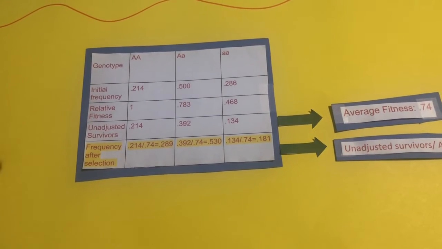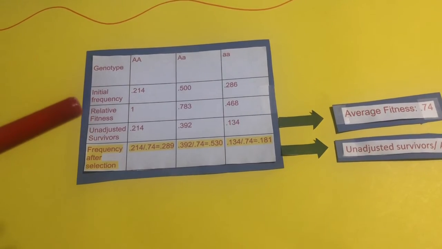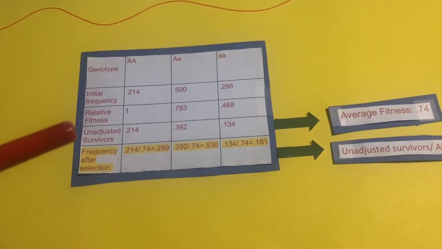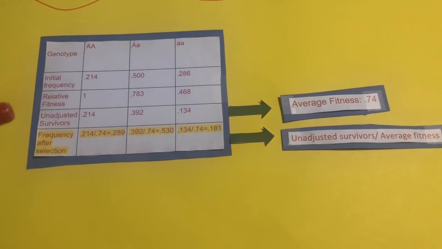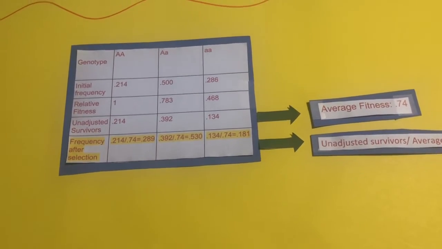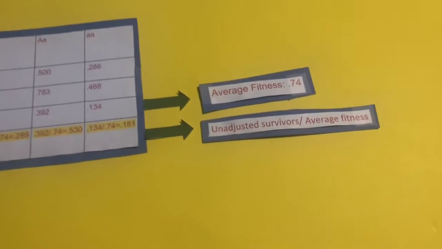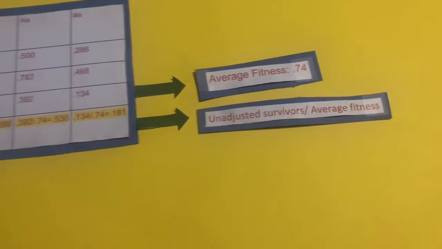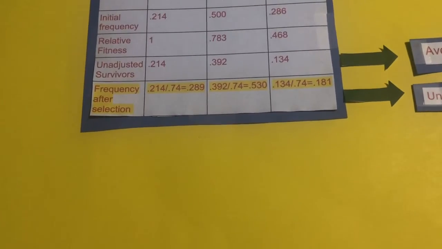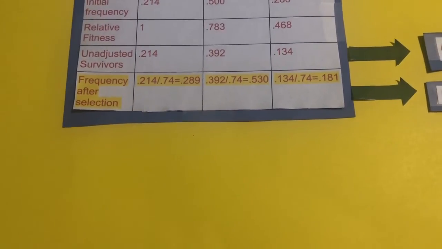In this table of initial genotypic frequencies, the relative fitnesses, and unadjusted survivors, this row equals 0.74, which is the average fitness. This row does not equal 1, so we need to correct the genotypic frequencies, which we can do by dividing unadjusted survivors by average fitness to get these genotypic frequencies after selection.